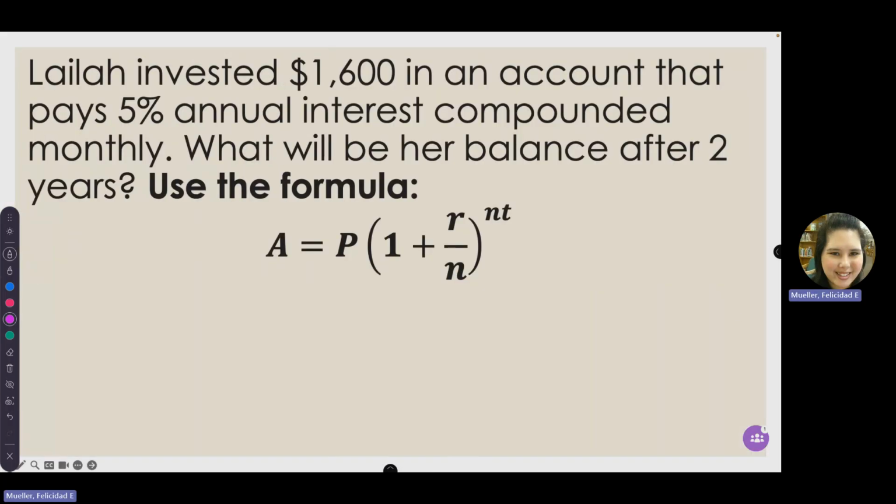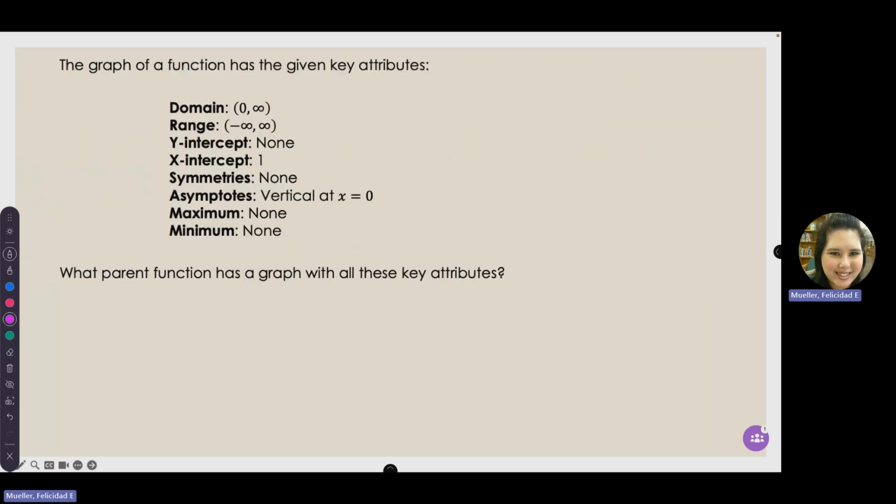All right, for our next question, question number 7, we're given a number of key features. Our domain is from 0 to infinity. Our range is negative infinity to infinity. There is no y-intercept. We have one x-intercept. We have no symmetry. There's no min or max, but I do have a vertical asymptote at x equals 0. What parent function has a graph with these key features?